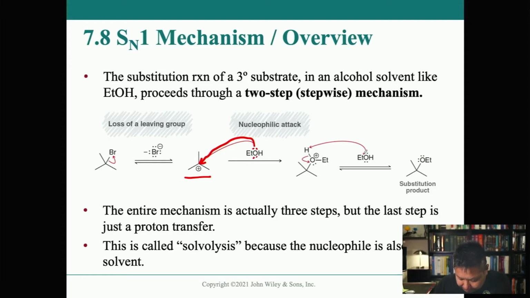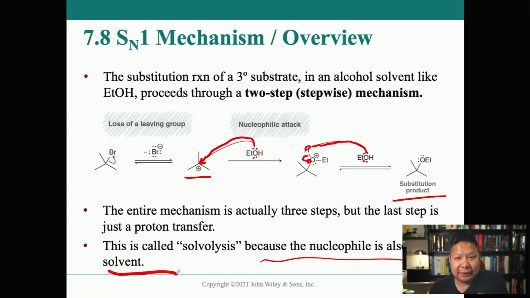At this point, another EtOH can come over, right, with its lone pairs, pull off that proton, and then the bond from that proton to that oxygen goes into the oxygen, giving you a neutral charge, and now you have the substitution product, right? The entire mechanism actually is 3 steps, but the last step is just a proton transfer. So this is actually called a solvolysis, right? Because the nucleophile is also the solvent, right? And we call it solvolysis because literally solvo is solvent and lysis means to break a bond. So the solvent is assisting in breaking a bond, right?